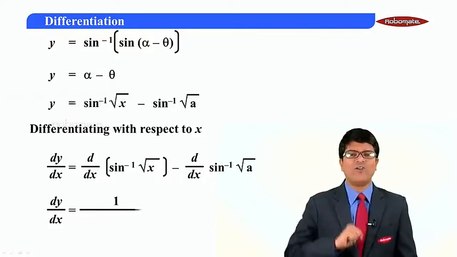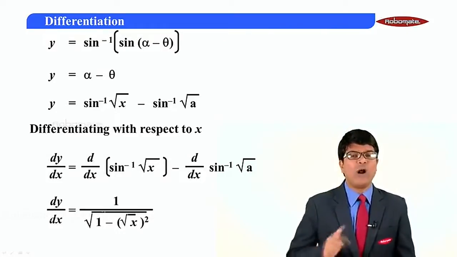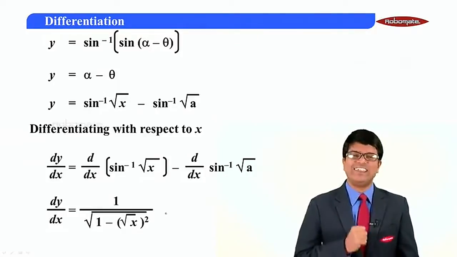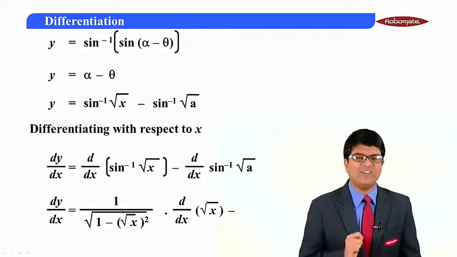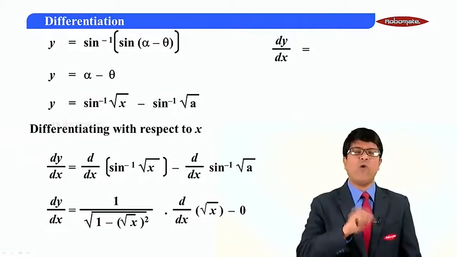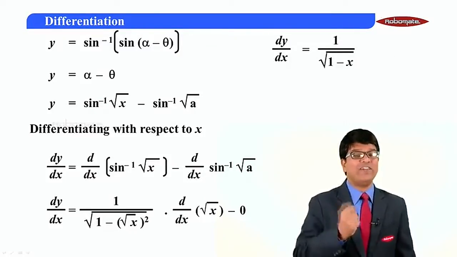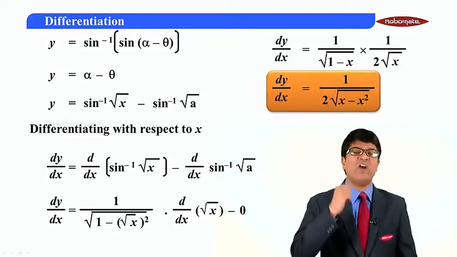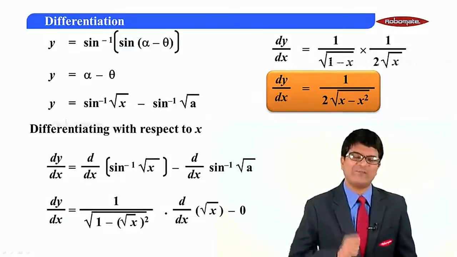So what will I get over here? 1 upon root of 1 minus root x the whole square. What is replacing big X? Root x. Differentiate d by dx of root x. What is the derivative of sine inverse root a? 0. So dy by dx is nothing but 1 upon root of 1 minus x. What is the derivative of root x? 1 upon 2 root x. So the final answer will be 1 upon 2 root of x minus x squared.